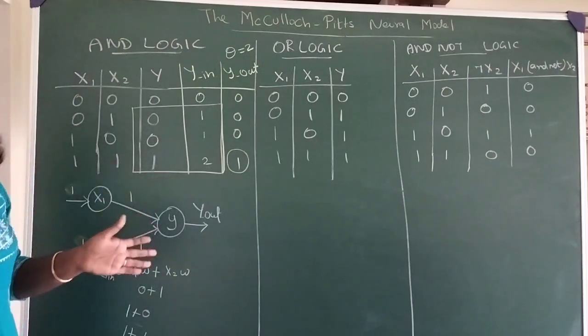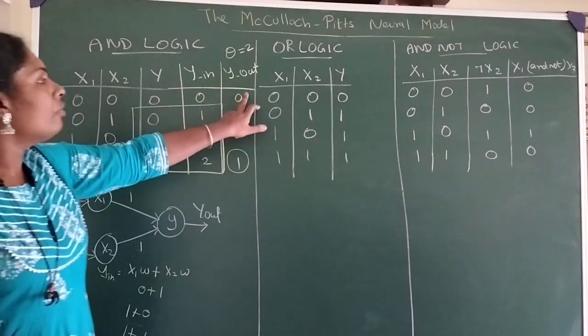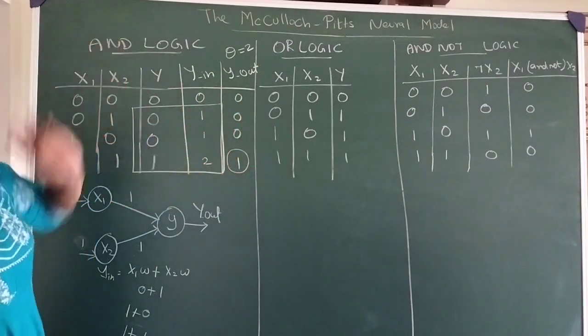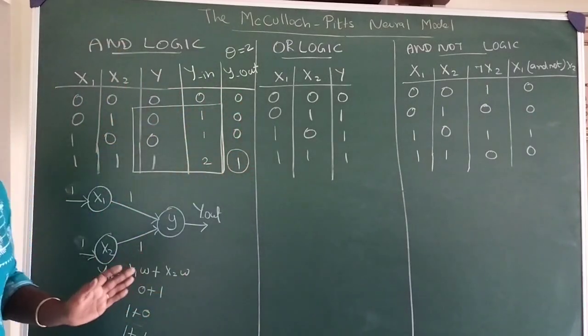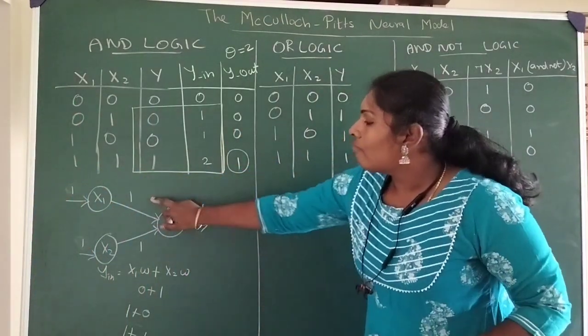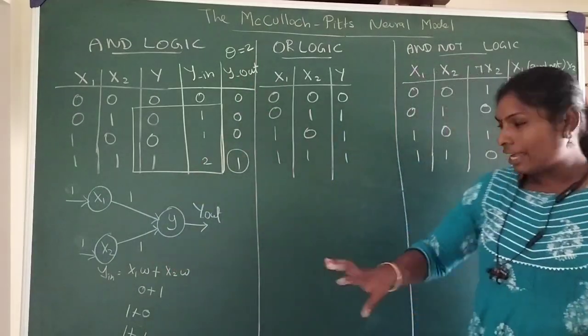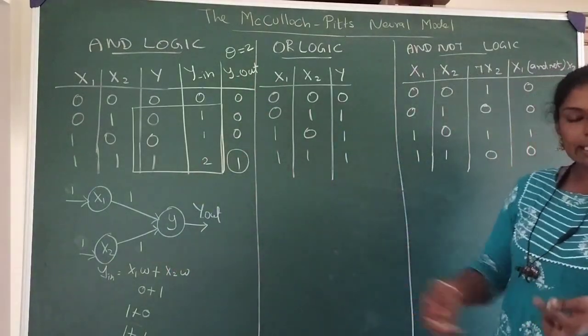So now the net is stabilized, right? For whatever the input pattern you give, your output will be 0 or 1 according to your AND logic. So this is how you have to proceed. The ultimate goal of your McCulloch-Pitts neuron is to decide on a weight vector and decide on a threshold value. I will show you the next example too so that you will understand it better.